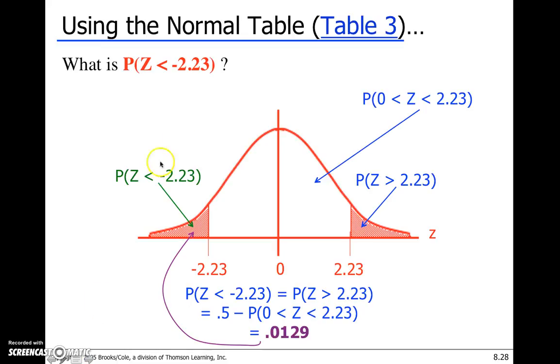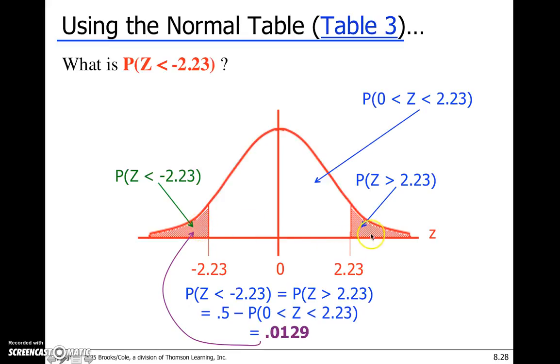You want to find the probability that z is less than minus 2.23. If you're using the newer version of the text, that is just read directly from the tables. This example refers to an earlier text, and this is obtained as follows.